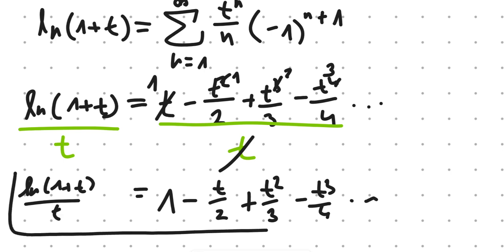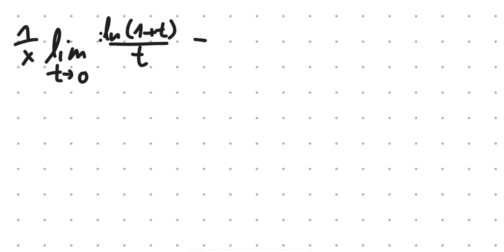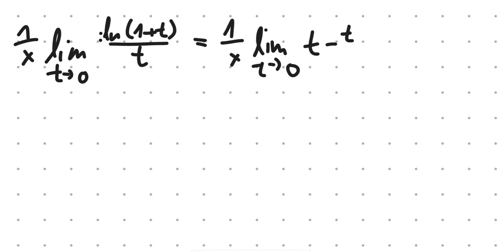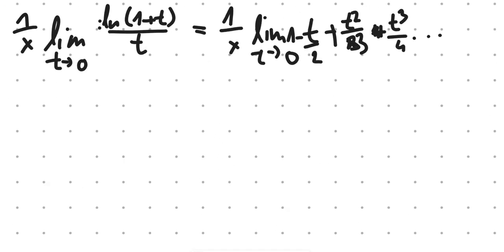If we take the limit of this whole expression, we get 1 over x times the limit as t approaches 0 of 1 minus t over 2 plus t squared over 3 minus t cubed over 4, and so on. I'm not sure if it's a plus or minus. Let me see. Yes, it's correct. So minus, plus, minus, plus, and so on.